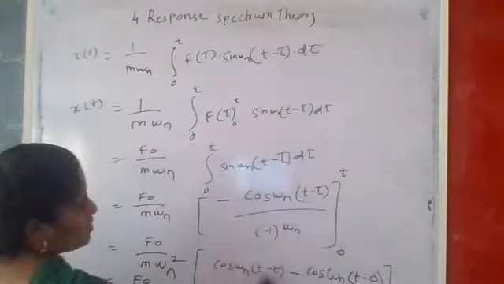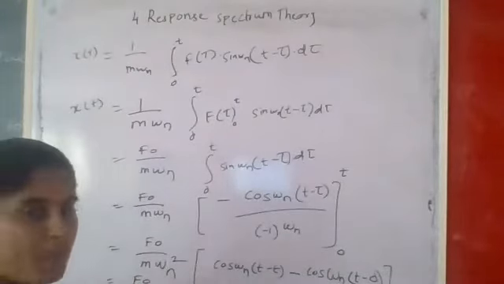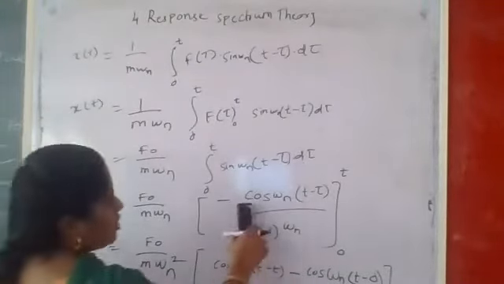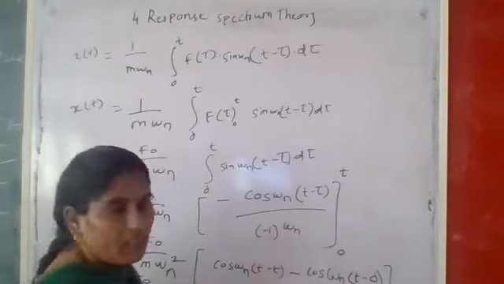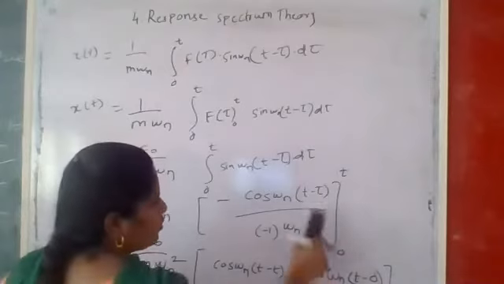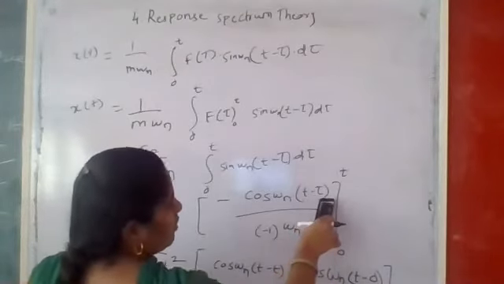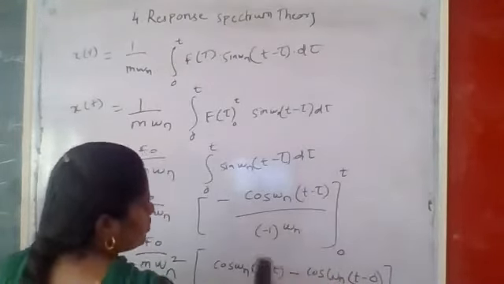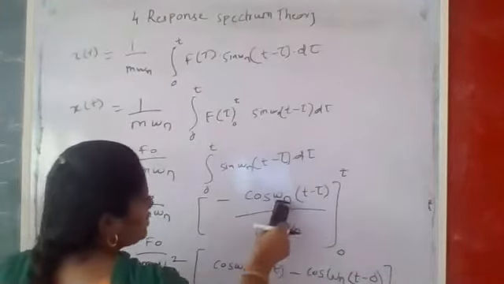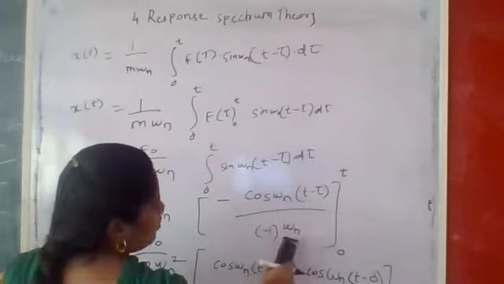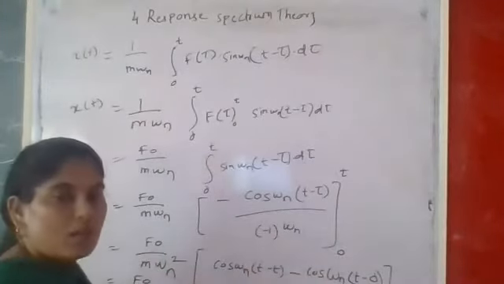There is a sine term here. So the integration of sine is minus cos, so minus cos omega n into (t minus tau). Same, but we have taken the integration with respect to tau. That's why the coefficient of tau, that is minus 1, we take it to the downward side, and its coefficient omega n will also be taken downward.